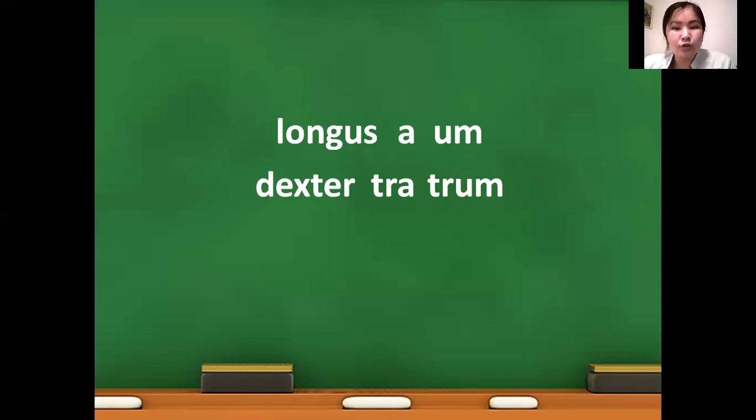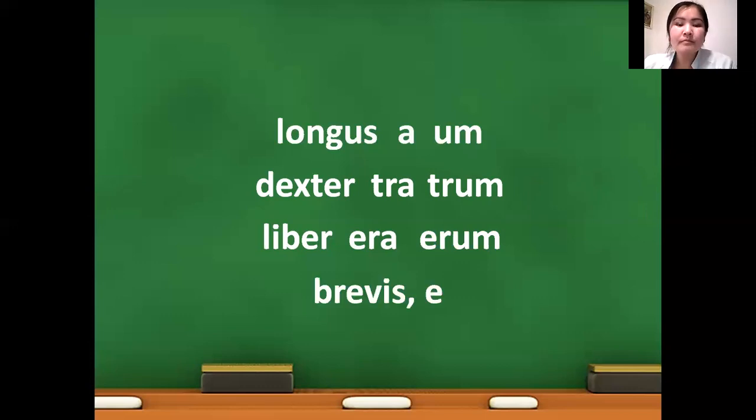Dexter, tra, trum. In the case of exceptions, the dictionary form is liber, era, erum. This dictionary form gives you a hint that in the case of liber, when we construct femininum and neutrum forms, the letter e is kept: liber, libera, liberum. The second group adjective lexical form is a little bit shorter: brevis, e. Brevis means the male and female form, and e is the neutrum form ending. So it means that if we change is to e, we will get the neutrum form.